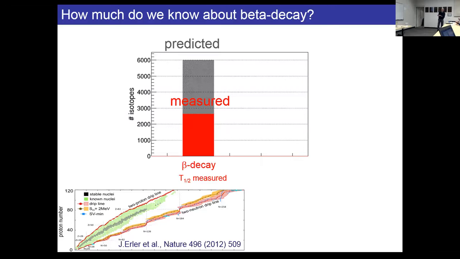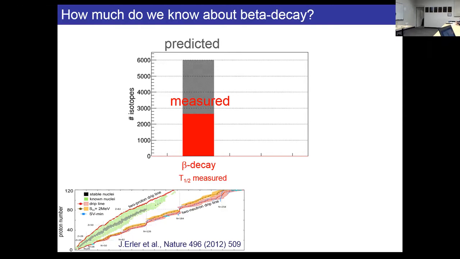So you can see that our ignorance on the beta decays increases as we go higher in the nuclear charge. The higher we go, the less experimental information we have on beta decay rates. And of course, this has an impact when we do r-process calculations to determine the final r-process abundances.